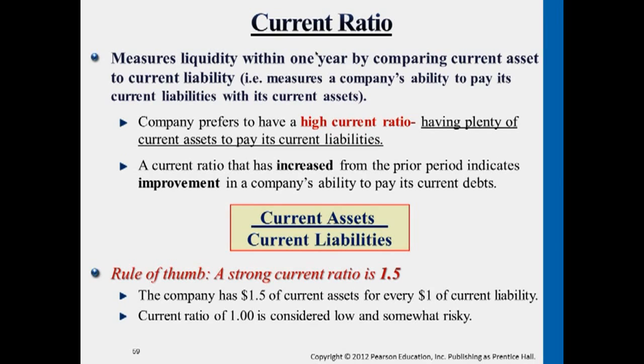A current ratio of just 1 would be considered pretty low and risky, because that would represent that for every dollar of current liability, you only have $1 of current asset to cover it. So after covering it, you don't have too much left. So 1.5 is considered a strong current ratio. If it goes below this and reaches 1, this threshold here, then it will be considered pretty risky. So a company would prefer a high current ratio. The higher this amount is, the better off this indicator represents, having plenty of current assets to pay off its current liabilities.